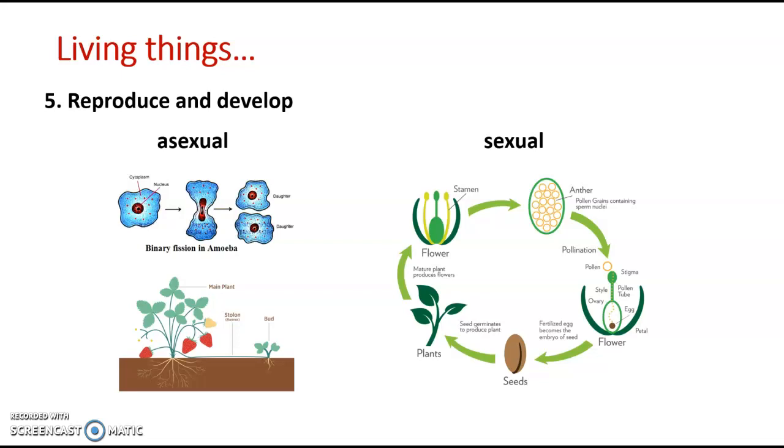Number 5, living things reproduce and develop. Living things grow and have the ability to reproduce. Some living things, like this amoeba and this strawberry plant, reproduce asexually, meaning that they simply replicate an exact copy of themselves, and there's usually no change in the DNA during that process of asexual reproduction.